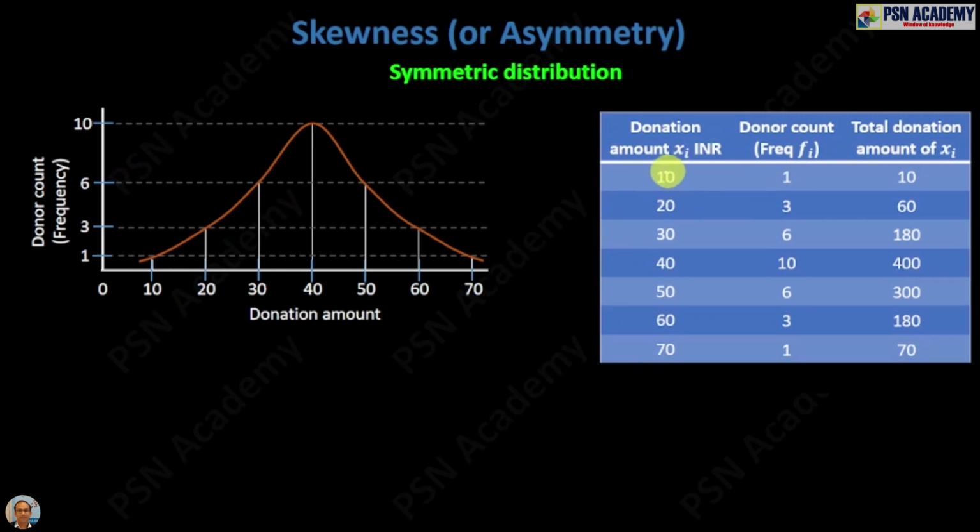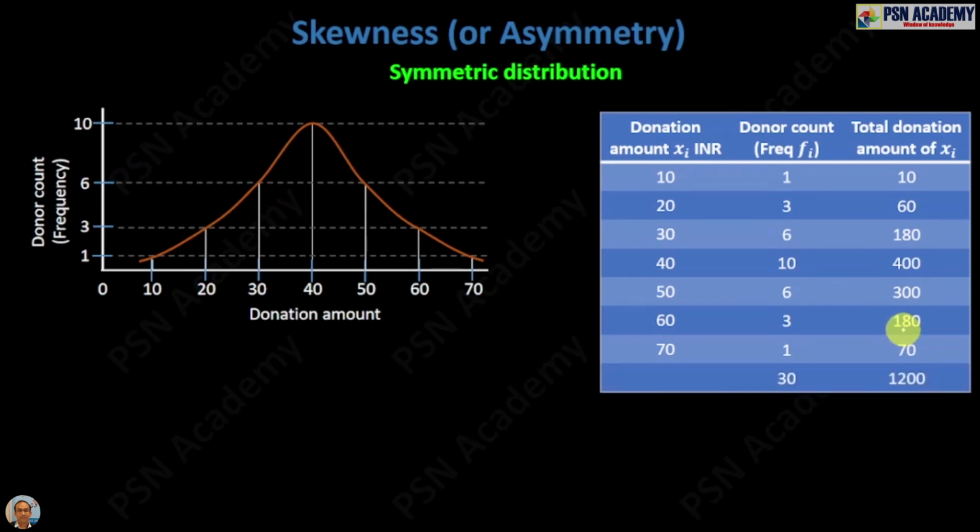So 10 rupees was given by one person. So this row gets 10 in total. This row, 20 rupees was given by 3 persons, so you get 60 here. In this way, you get all the total amounts in each row. And this 1200 is a grand total. That means this amount has been collected from 30 persons.